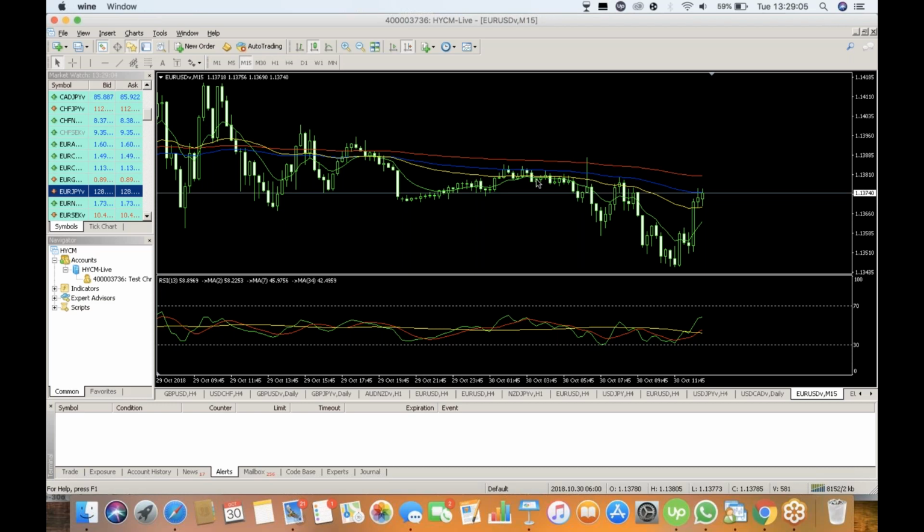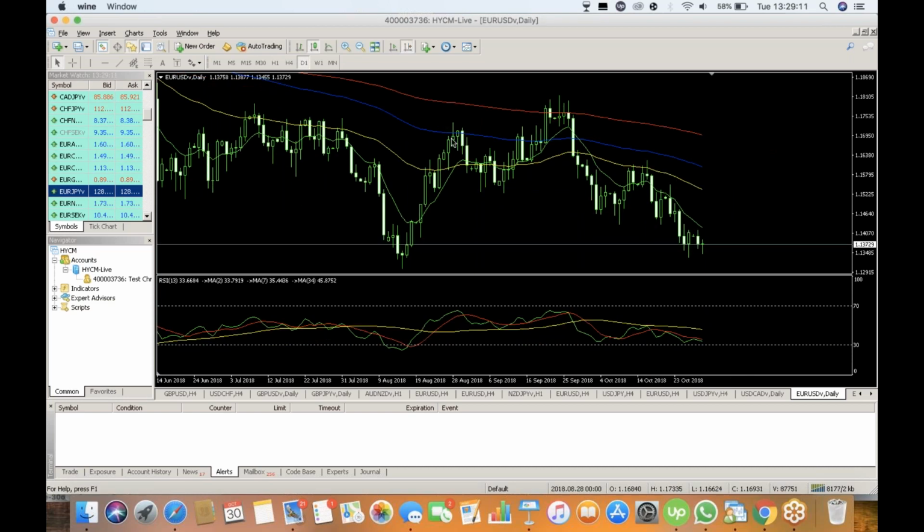This is where your technicals come into play now. If we look at the daily chart, we can see that the euro US dollar chart is not a bad chart to be selling.